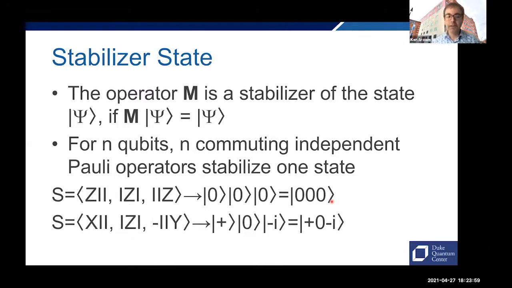You can work in different bases. So I will use X bases, Z bases, and Y bases a little bit. My definition is the positive eigenstate of X is plus. The negative eigenstate of X is minus. The positive eigenstate of Y is plus i. The negative eigenstate of Y is minus i. This minus sign here means that the negative state of Y is stabilized, which is why we get this minus i.